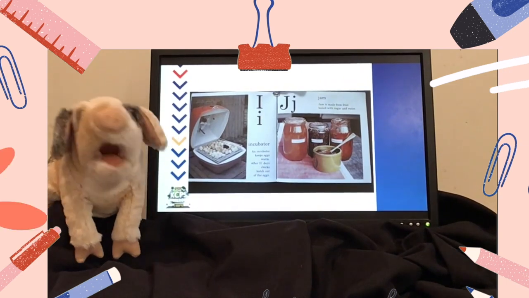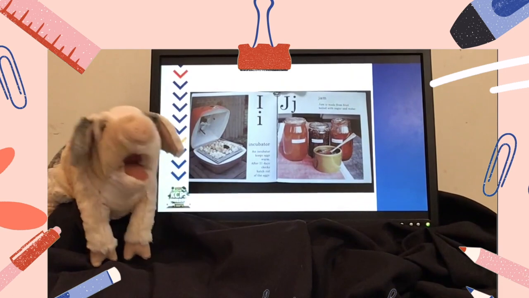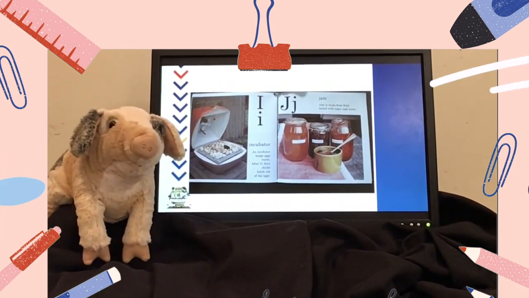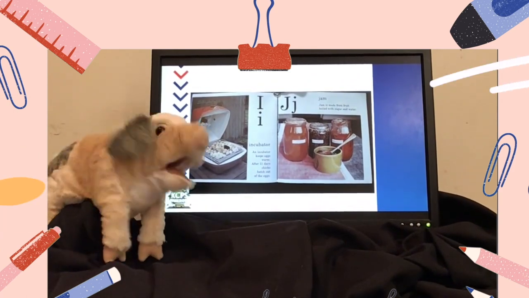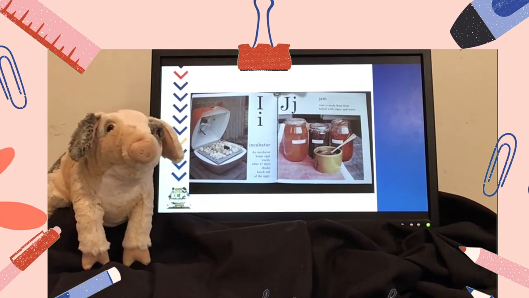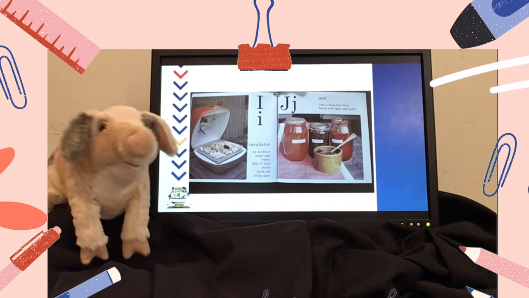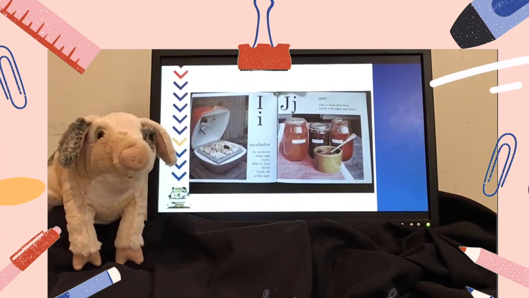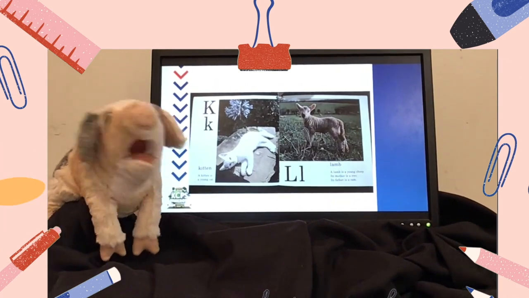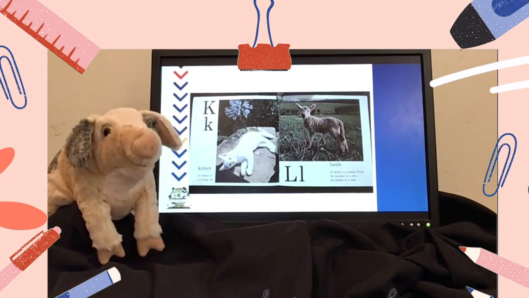I says I, like incubator. An incubator keeps eggs warm. After 21 days, the chicks hatch out of the eggs. J says J, like jam. Jam is made from fruit boiled with sugar and water. K says K, like kitten. A kitten is a young cat.